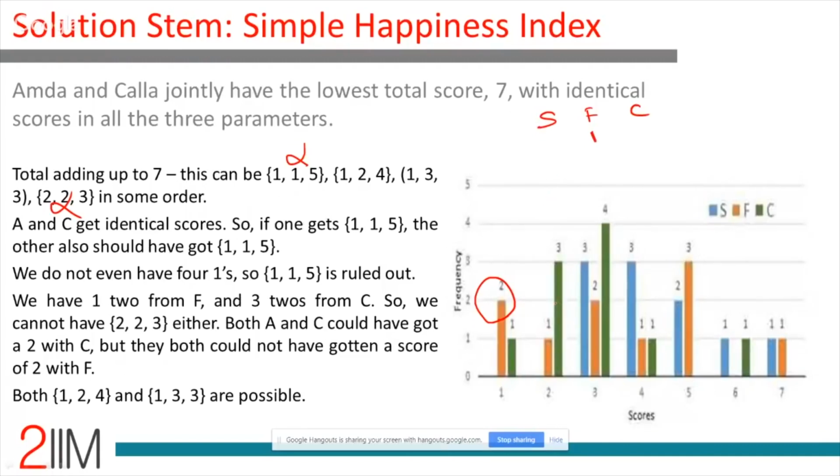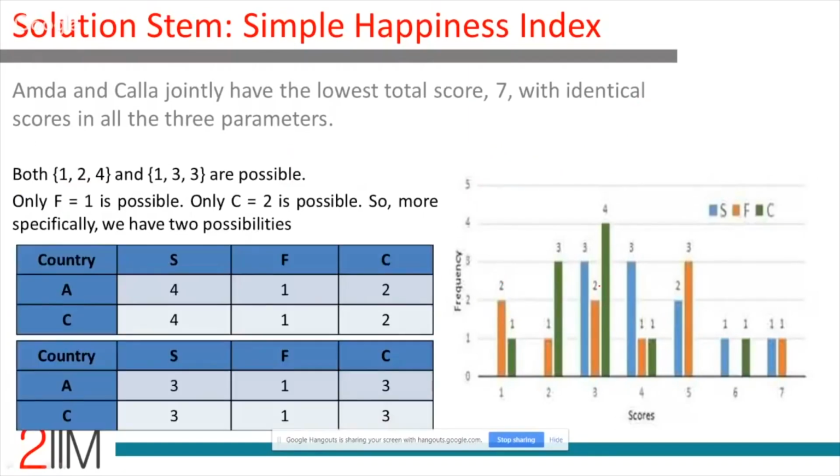2 is the green box here, and therefore 4 is the blue box here. Or 133, 1 again has to be here, 3 here, 3 here. So for Amda and Kela, both of them, the possibilities have to be one of these. SFC have to be 412 or 313. So fabulous, these are the two possibilities.